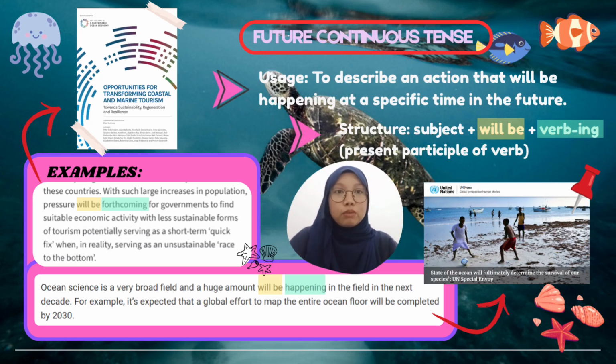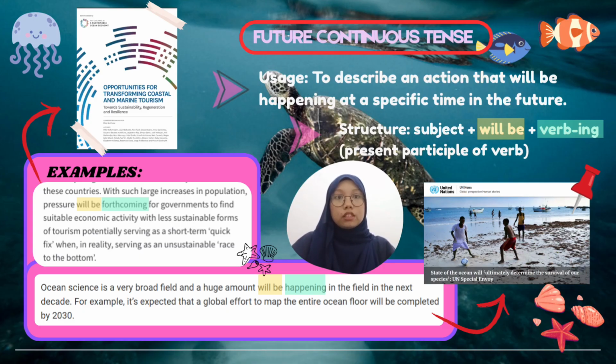Alright, let's proceed with the examples given. For the first example, the subject here is "the pressure". The yellow highlighted word, which is again our helping verb, used here is "will be", and the blue highlighted word, which is our present participle of verb, is "forthcoming". And then for the second example, the subject is "huge amount of ocean science", and then the yellow highlighted word, which is our helping verb, is "will be", and then our present participle of verb, which is the blue highlighted word, is "happening".